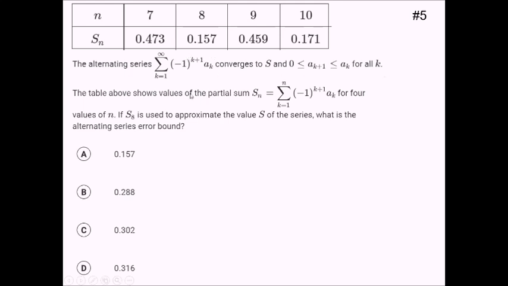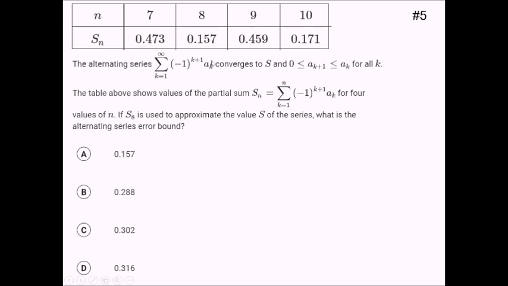For this problem, we have an alternating series that converges to S. The table above gives some values of the partial sum for 4 values of n, so it's 7, 8, 9, and 10 terms. If S8, a partial sum with the first 8 terms of this series, is used to approximate S, we want the alternating series error bound. It states that if the terms of your series are alternating and decreasing in absolute value to 0, which it looks like this one is, with 0 less than or equal to a_(k+1) less than or equal to a_k, basically saying all the terms are getting smaller.